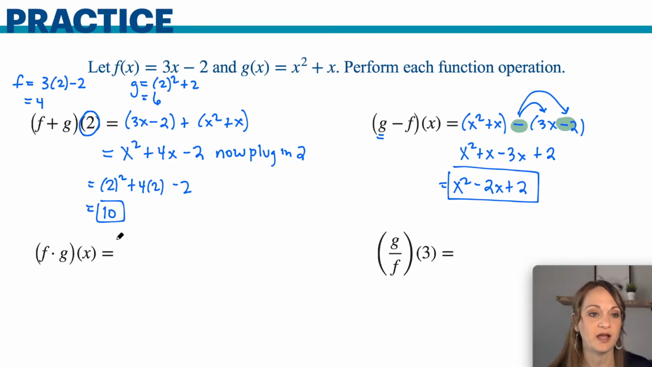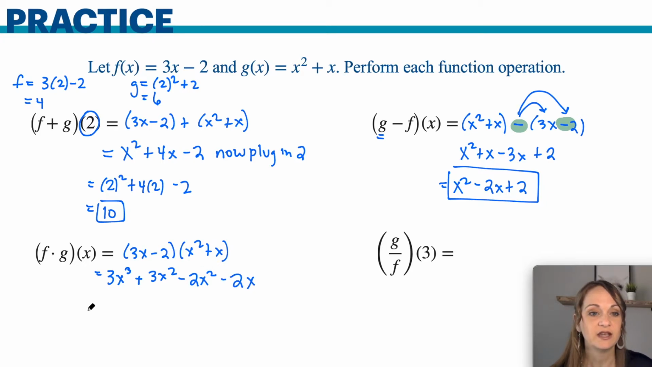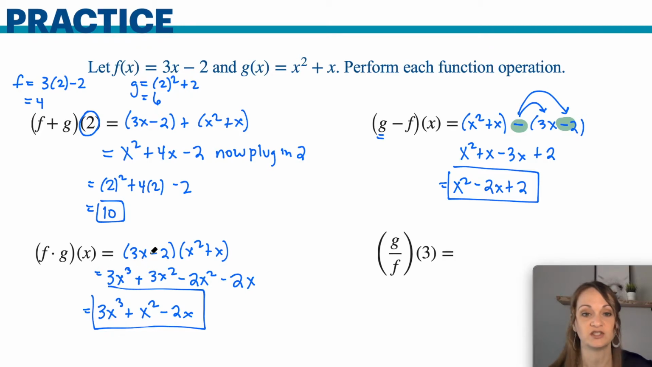Now in this case, you are multiplying, so you take f and multiply it by g. You have to FOIL this. 3x times x squared is 3x cubed. 3x times x is 3x squared. Negative 2 times x squared is negative 2x squared, and negative 2 times x is negative 2x. Combine like terms: you only have one x cubed, so it stays in the front. 3x squared minus 2x squared gives you 1x squared, and then minus 2x, and that would be your answer if you were to multiply those two functions together.